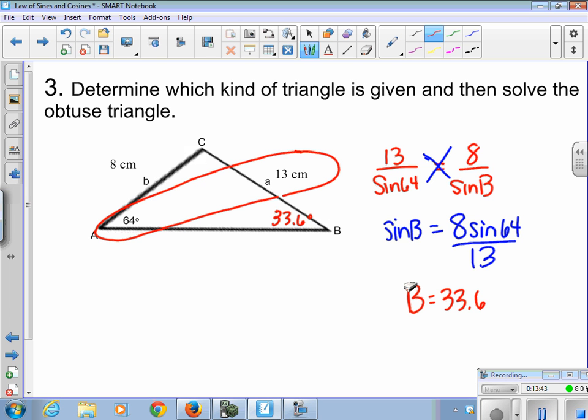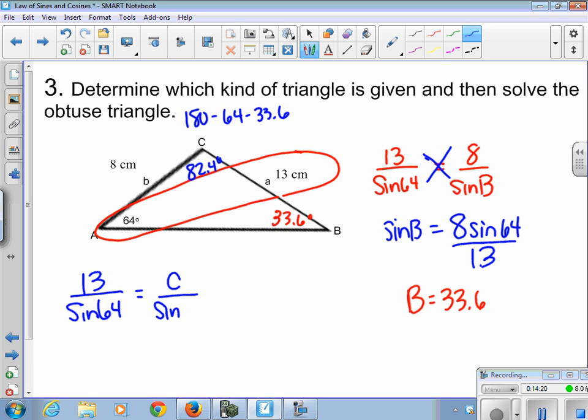Yes. Now, what can I find since I have 2 angles now? I can find angle C. I'm just going to take 180 minus 64 minus 33.6. So what does that give me for the angle C? 82.4. So I just subtracted those from 180. And then what's the last thing that I need to find? C's length. Good. So I'm going to set up 13 over sine 64 equals side C over sine 82.4.